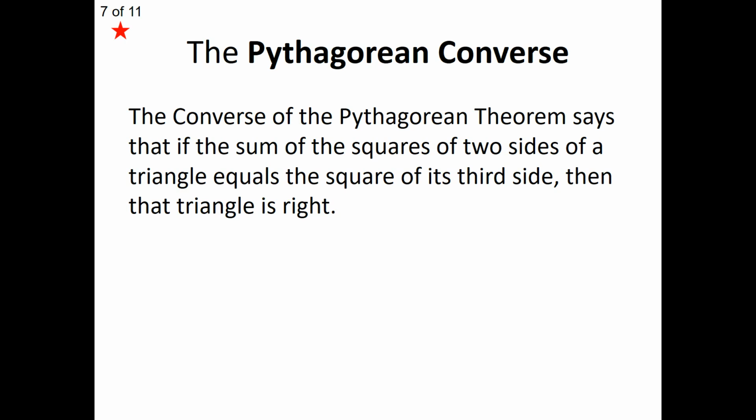Now, notice that we didn't use the vocabulary of legs and hypotenuse, and that's simply because we can only use that vocabulary when we're speaking about a right triangle. Well, we don't know that this triangle is right. What we're going to prove is that the triangle is right. In other words, we're going to show that one of its angles must be a right angle.